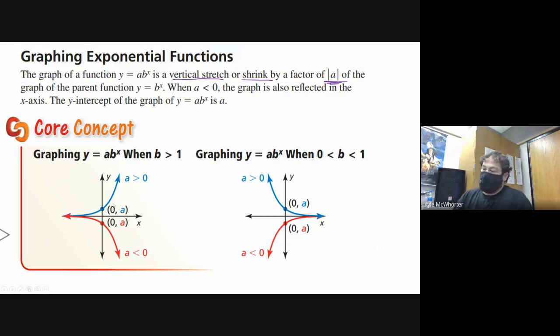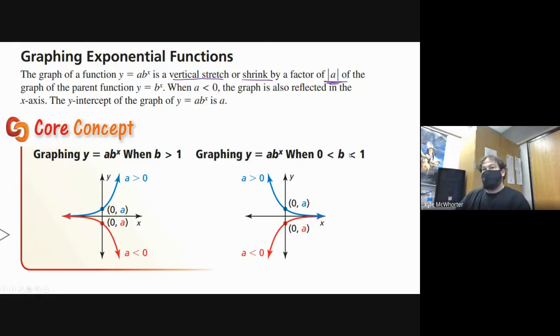So that's kind of the information in here. See, when b is bigger than 1, the graph is going to get far away from the x-axis because you're going to keep multiplying by a number bigger than 1. And if a is negative, it's going to keep getting bigger negative.